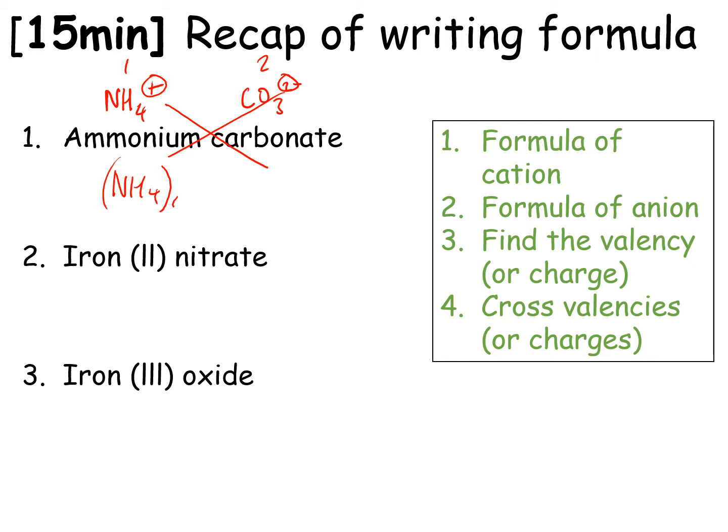Then we've got to put that into brackets because it's a molecular ion, and to show that we've got 2 of the whole of that ion, not just 42 of the hydrogens if it was without the brackets. And then your carbonate is CO3. We've only got 1 of those, so that's your formula there. And we're going to break these down step by step.